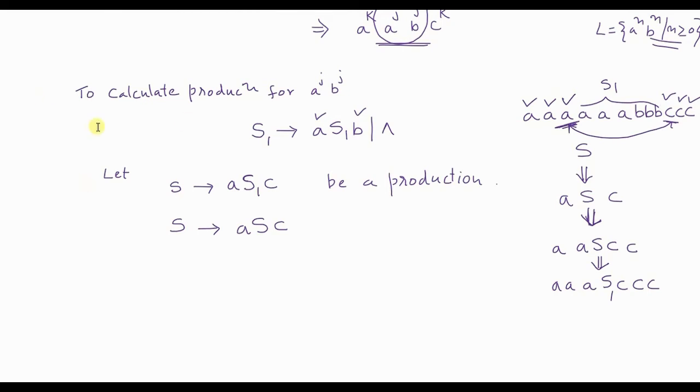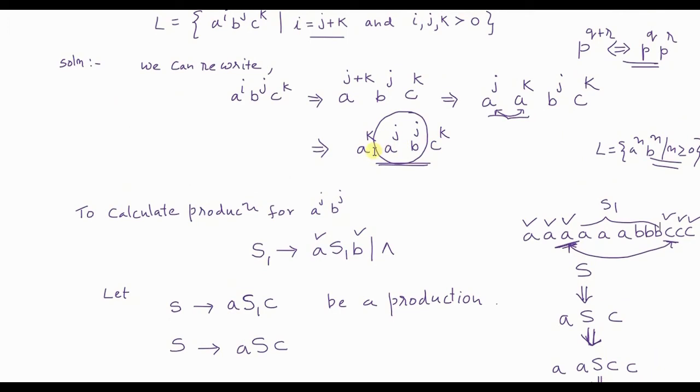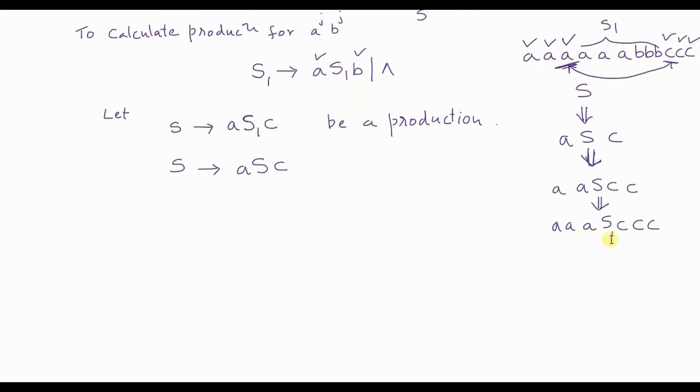S production, I have already told you what S production ensures. S production ensures that in the beginning, whatever number of A's are there, in the end of the string the same number of matching C's should be there. So it is only matching A's and C's on the outer side here. So the outer matching is done by S, and the inner matching is done by S1. Okay, so outer matching is done already, no?